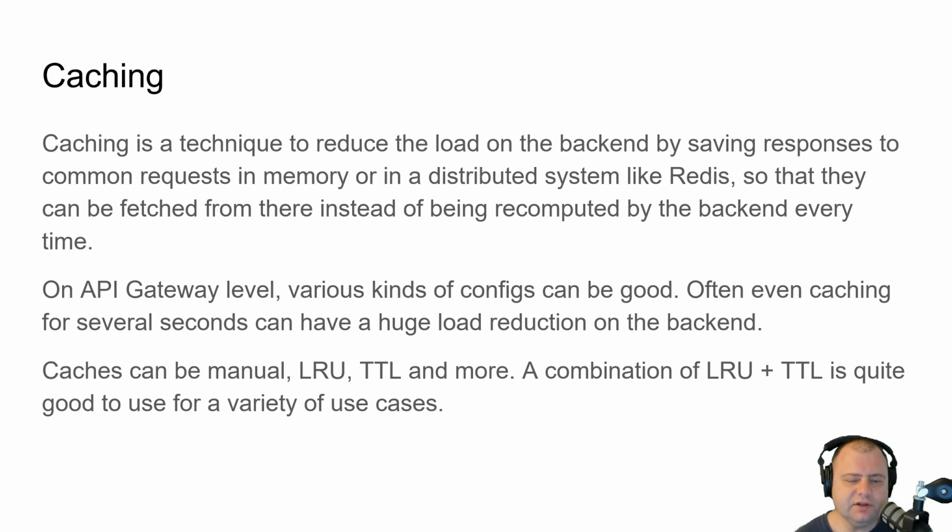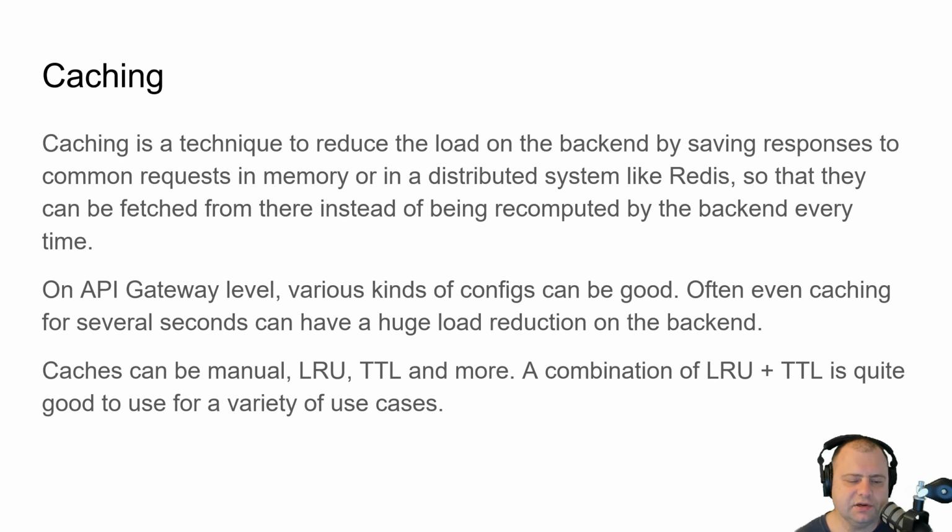On API gateway level, various kinds of configs, for example, can be good to cache. And often even caching for several seconds can have a huge load reduction for the backend. Because if you have, I don't know, 1000 or 10,000 QPS for the same thing, like, hey, fetch me some config or common information, then you can reduce load by multiple orders of magnitude by caching. And several seconds is usually a delay where, even if things change, it's okay to have it a little bit stale.